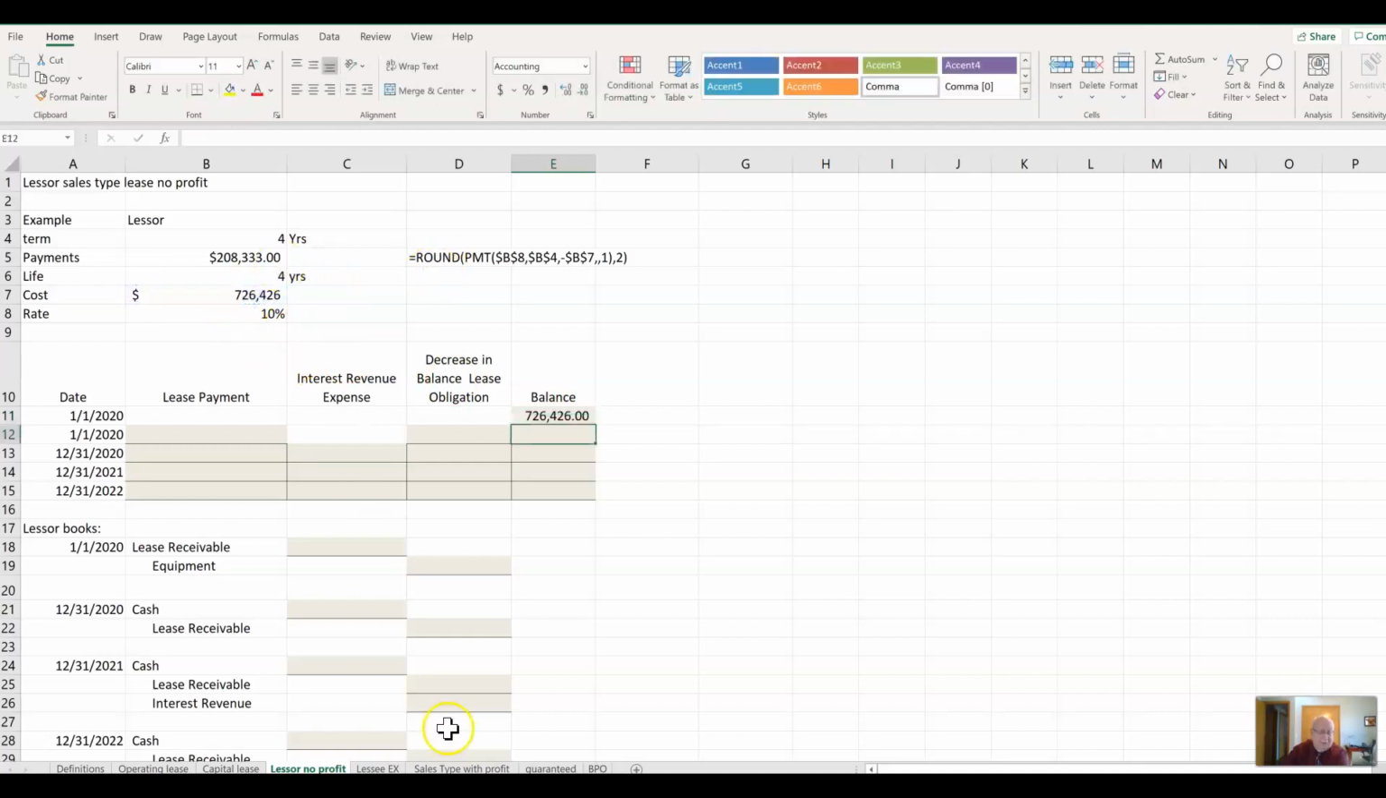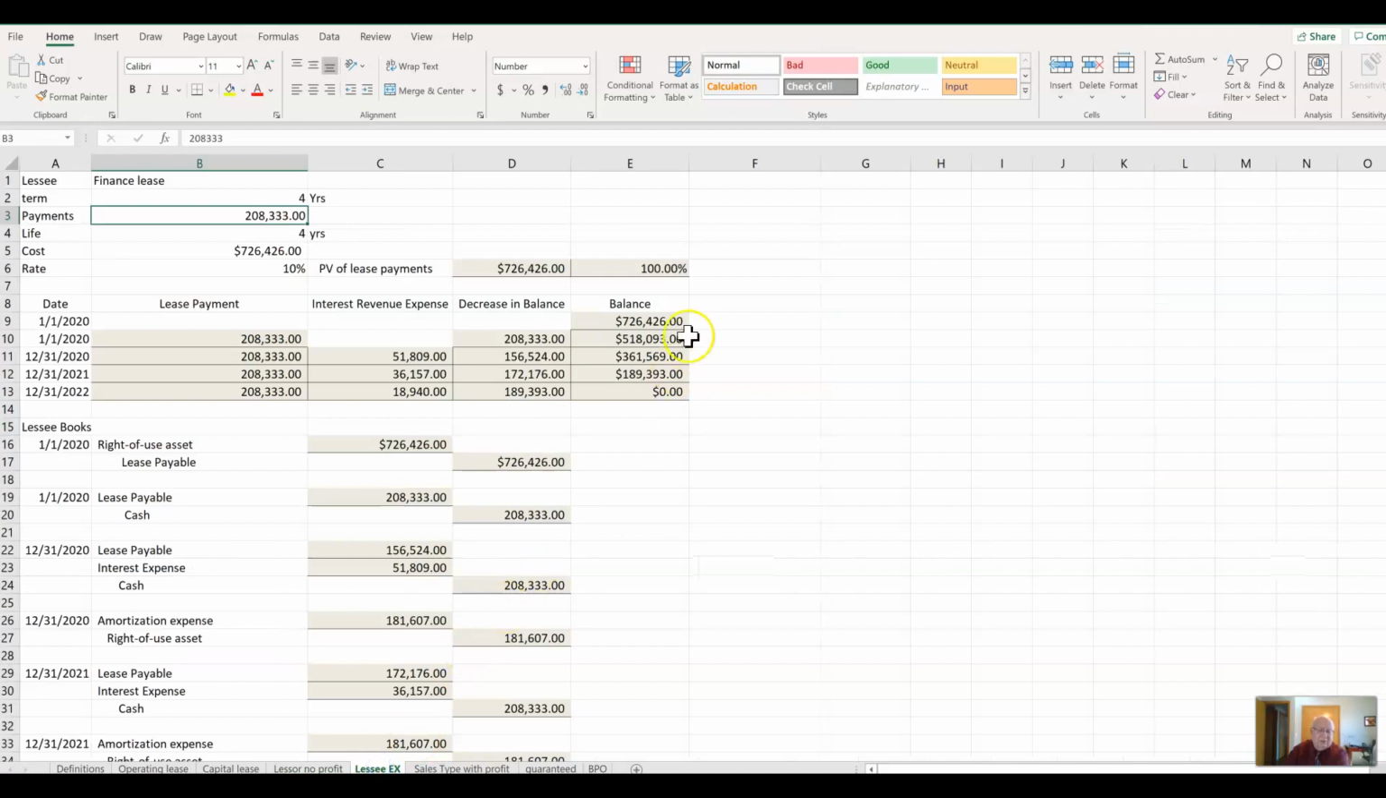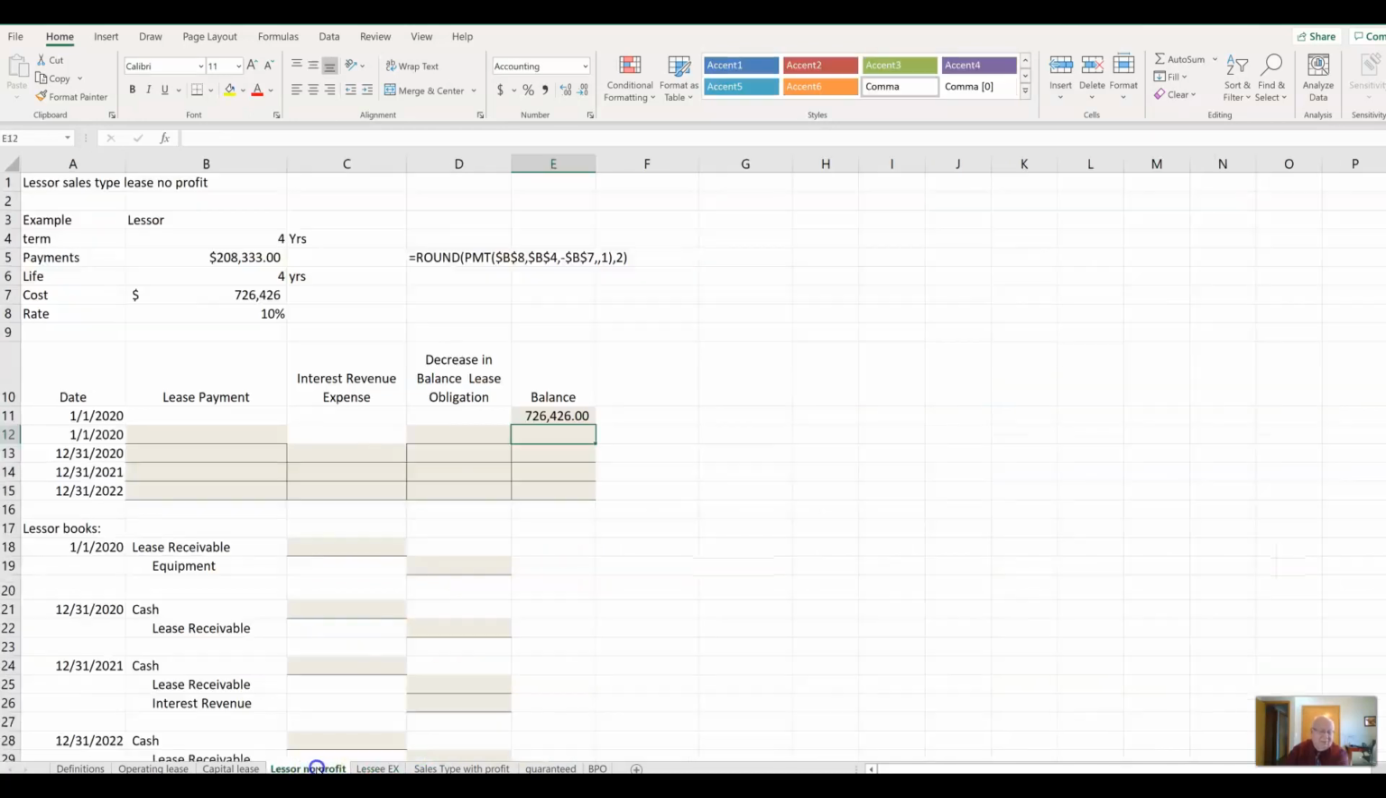Yeah, because it should. We could actually use this same chart we did here. 726,426. It's going to be the same. This is the lessor's though, with no profit. So we have the payments are this amount here, and it's the same all the way through. So that's not going to change.